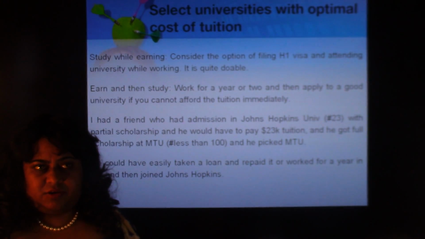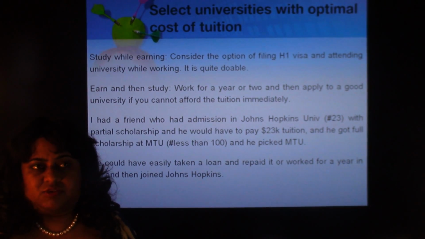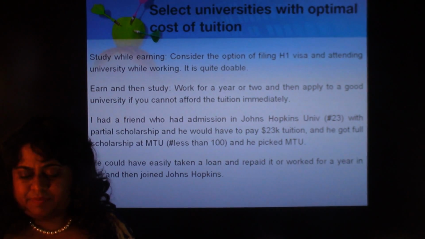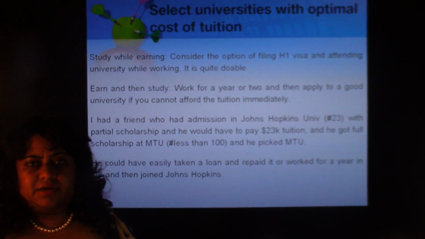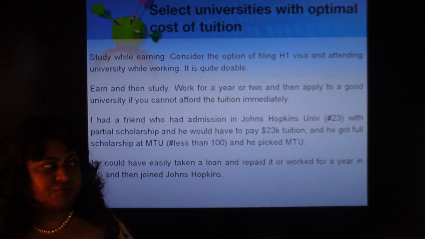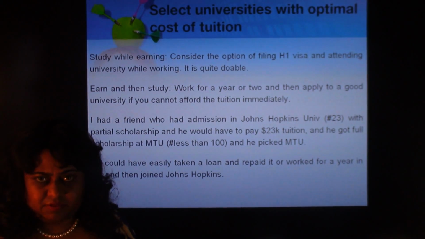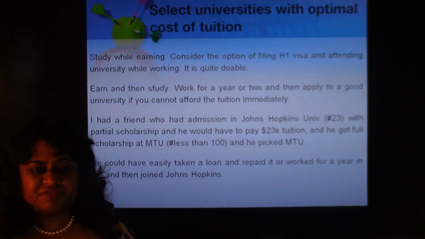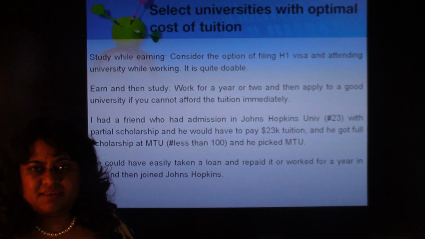So for example, I had a friend who got admission in Johns Hopkins University, which was ranked 23rd in computer science in those days, like 10 years ago. And he got a partial scholarship, and he still had to pay about $23,000 in tuition at Johns Hopkins University in Baltimore, Maryland. Then he got admission in Michigan Tech University, which was ranked lower than 100, but he got a complete scholarship. So he gave up Johns Hopkins and took up a much lower ranked university simply because he got a full scholarship. But after he started earning, $23,000 is a very small amount to repay. You can repay it in about 6 or 8 months.